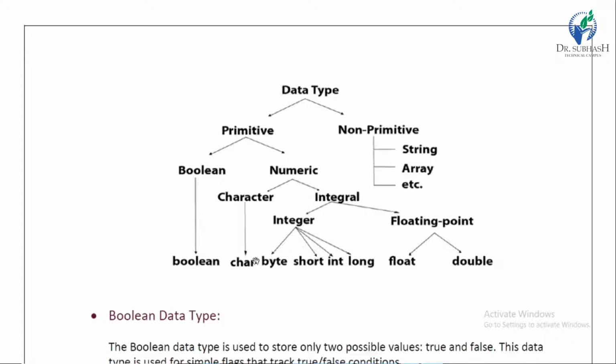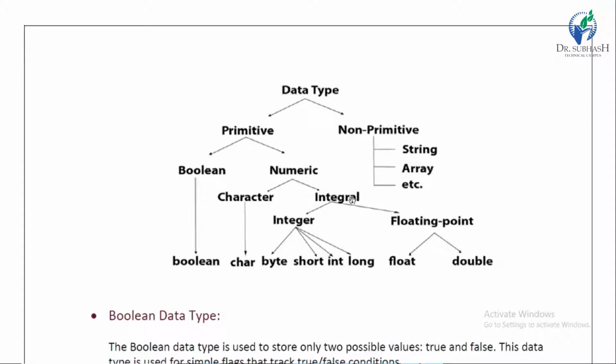Character has one data type, character. Now the character data type in Java occupies 16 bits, meaning 2 bytes, not like C, where it was 1 byte. In Java, character follows Unicode, not ASCII as in C language. Now, what is Unicode? We'll see while we do the programming. But as of now, try to understand that character occupies 2 bytes of data.